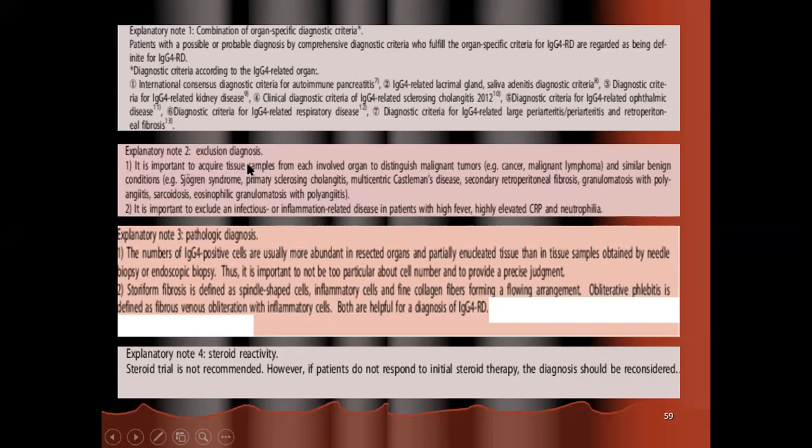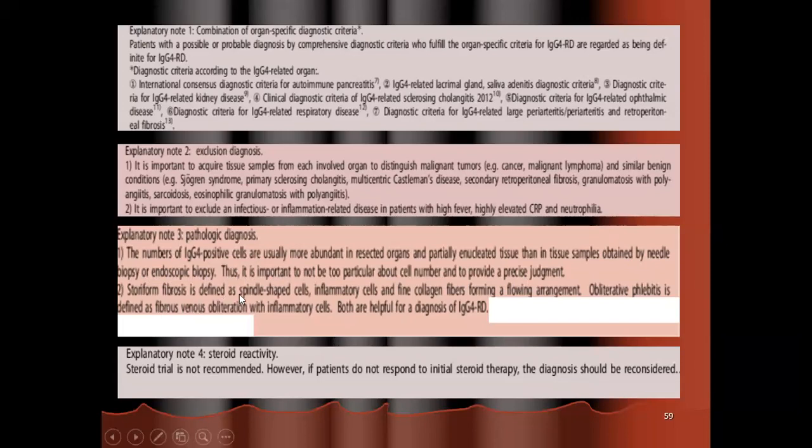It is important to acquire tissue sample from each involved organ. لا دي سوري يا جماعه اللي انا قلتها دي الاكسبلاناتوري نوت رقم 3. The number of IgG4 positive cells are usually more abundant for resected organs and partially enucleated tissue than in tissue samples obtained by needle biopsy or endoscopic biopsy. Thus, it is important not to be too particular about cell number and provide a precise judgment. يعني خلي نظرتك يعني فيها حكمة، ما تبقاش واقف بالمسطرة في النقطة دي.